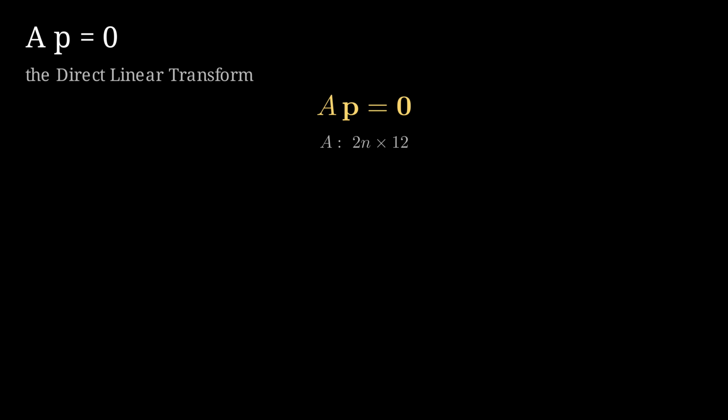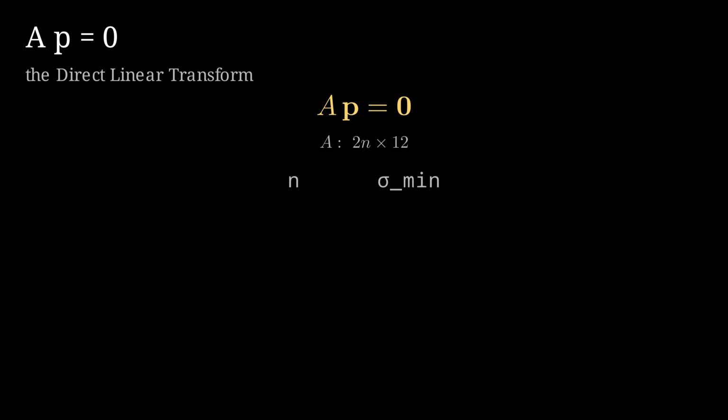So, 12 unknowns, 2 equations per point, 6 points. But why 6 when part 1 solved with 3? Because this method knows less. P has 12 entries, but scale it by any constant and the divisions cancel. Same camera. 11 honest degrees of freedom, so we need 11 equations, 6 points. Part 1 used the fact that R is a rotation. That knowledge was worth the 3 missing points. The linear method trades that knowledge away for linearity.